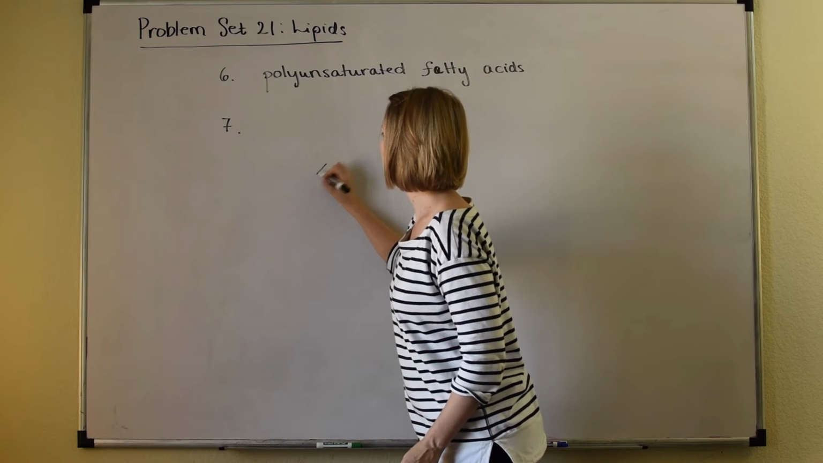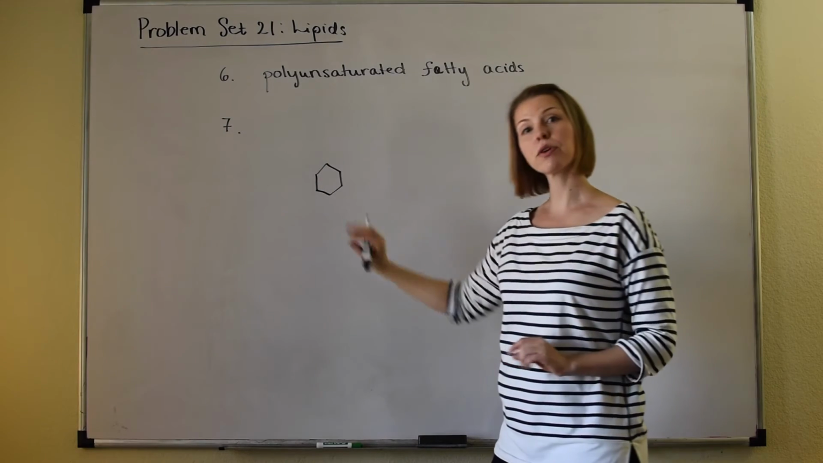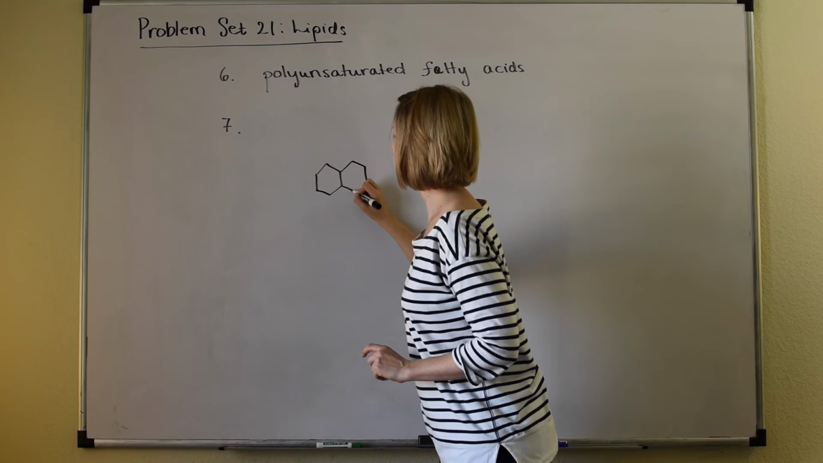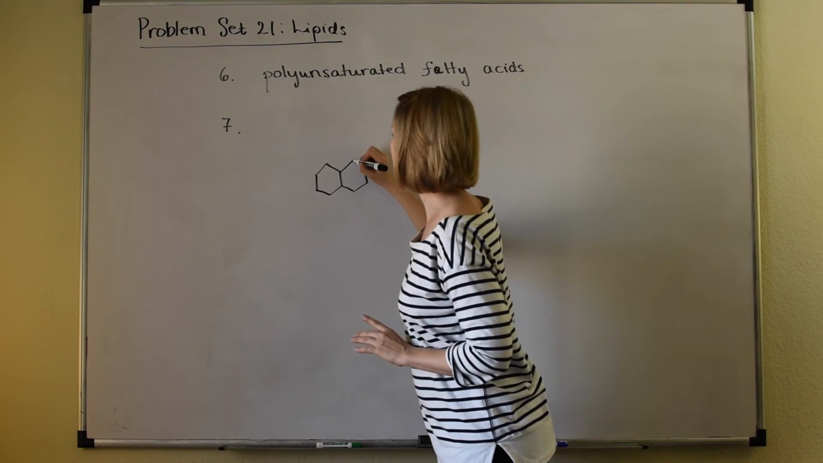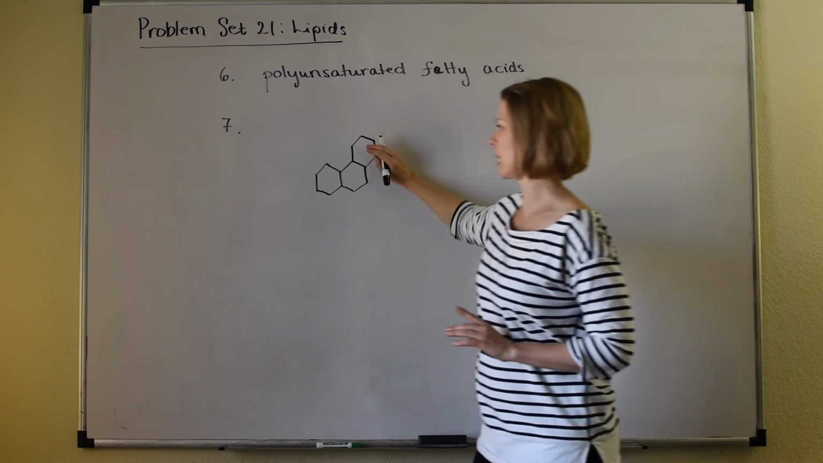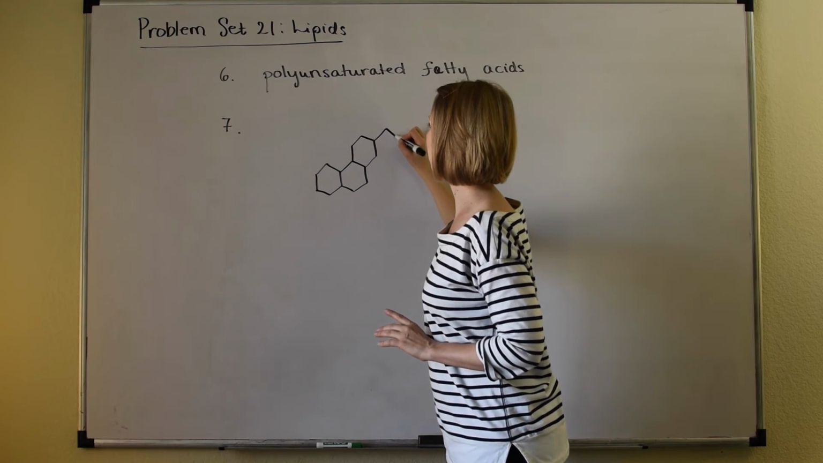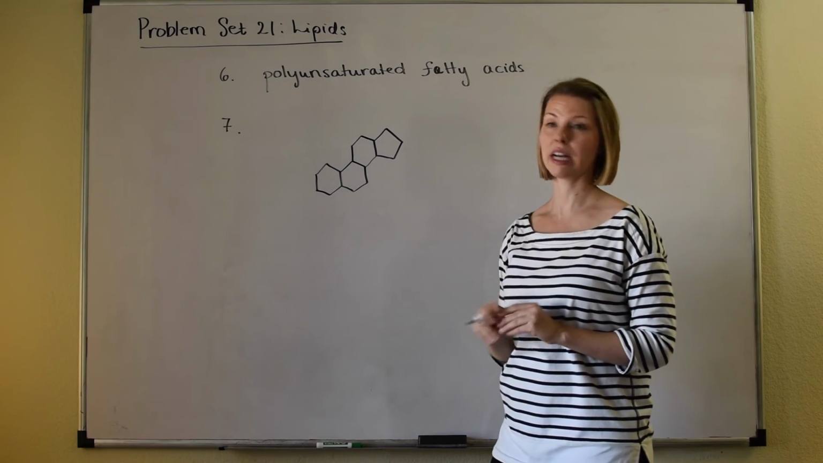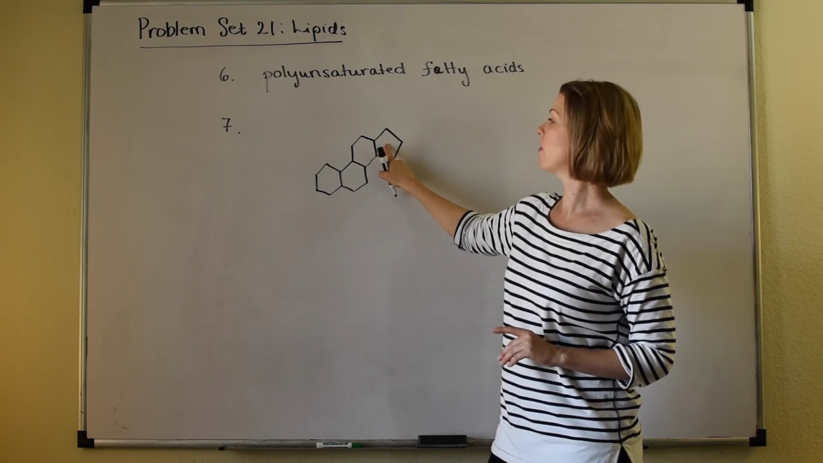Remember that it's a 6-membered ring connected to another 6-membered ring, connected to a third 6-membered ring, but not consecutively there, it goes up, and finally a 5-membered ring. So 6-membered ring, 6-membered ring, 6-membered ring, 5-membered ring.